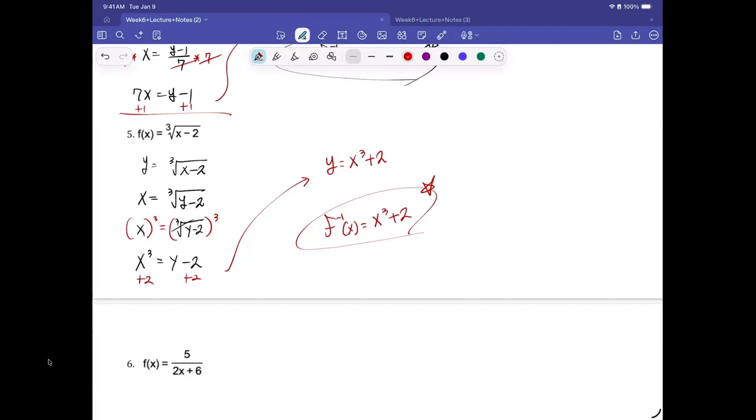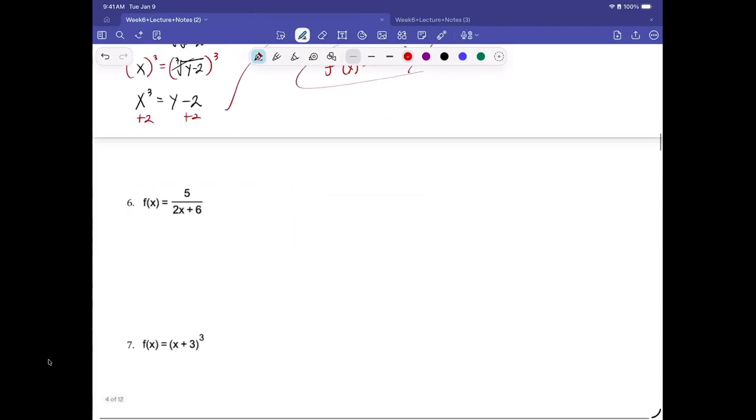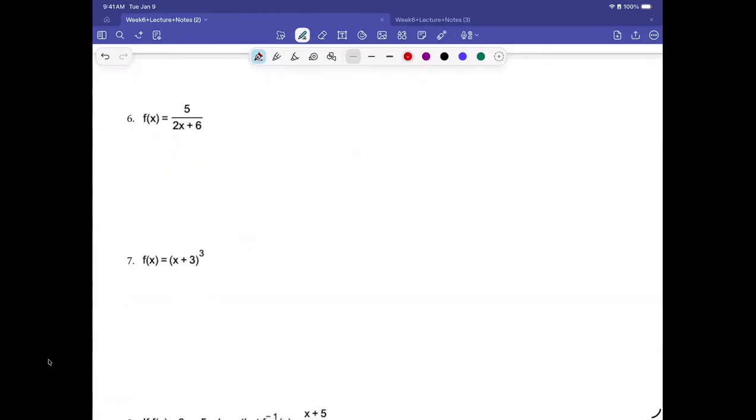Question. Number 6. This is going to be a little bit different. So x is equal to 5 over 6y plus 6, right? So you have to interchange the x and y, right? Then how do we solve for x? This is the key. So I'm going to give you a tip, okay?